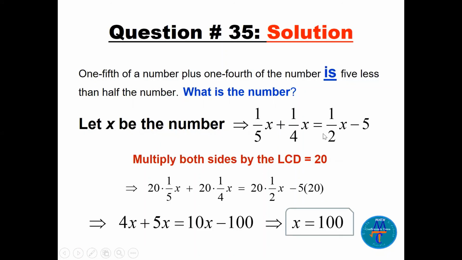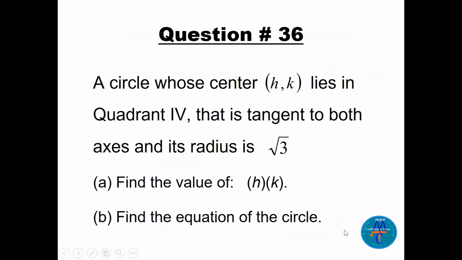5, 4, and 2. So the LCD will be 20. See, we have an equal here. Multiply. This is an equation. The other one is an expression. So multiply every term by 20. Here you get 4x plus 5x equals 10x minus 100. See, this is 9x. You bring it here, you get minus x equal to minus 100, so x will be 100. The number is 100.